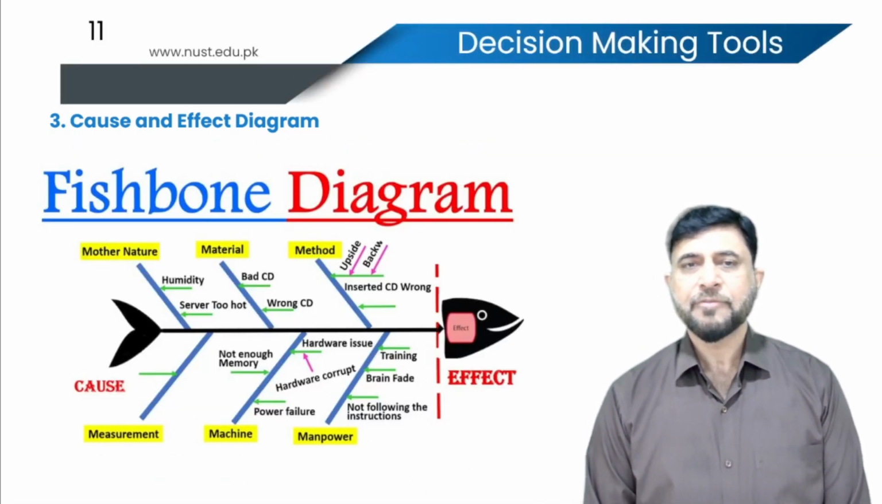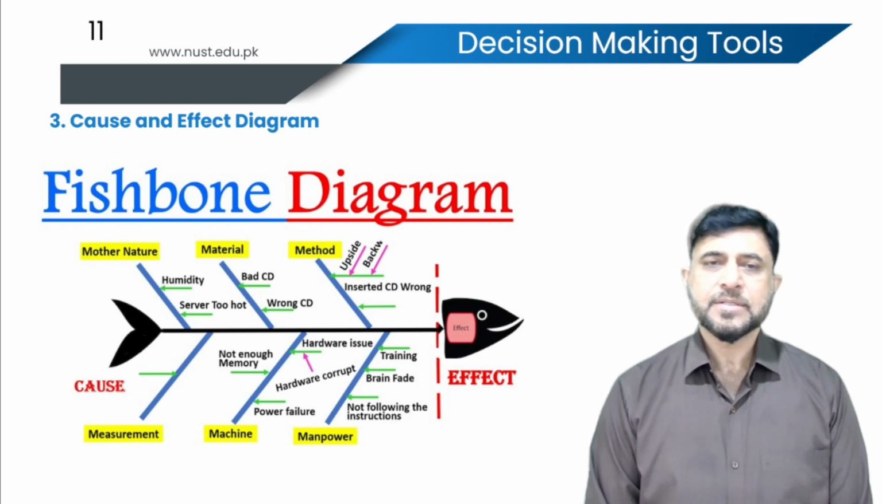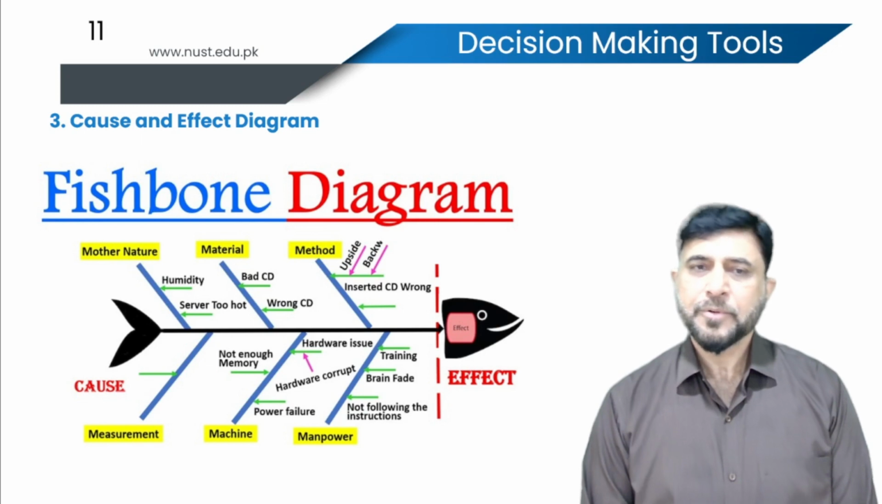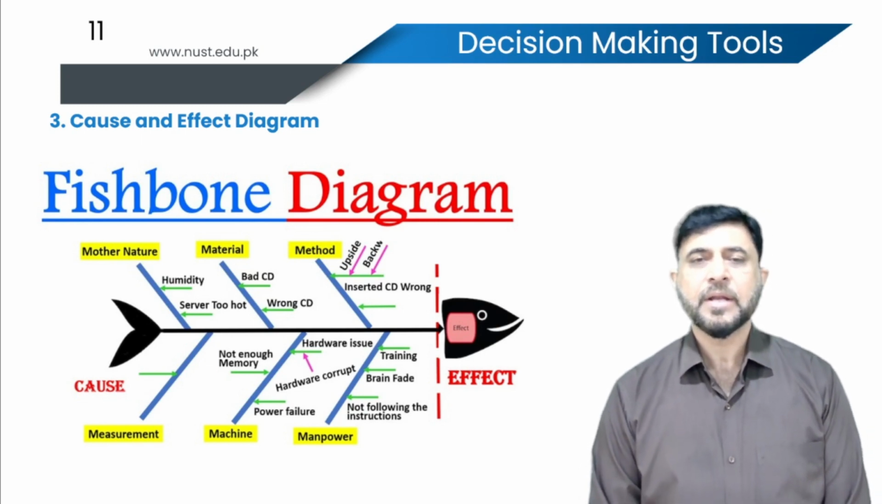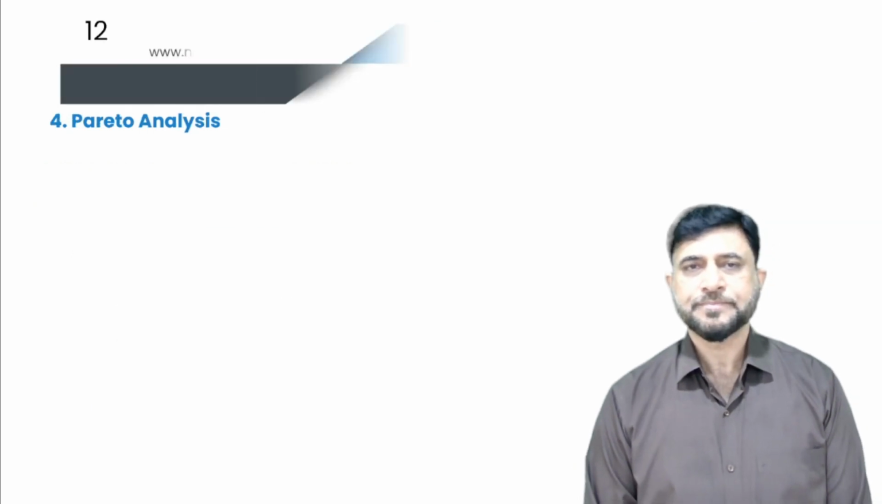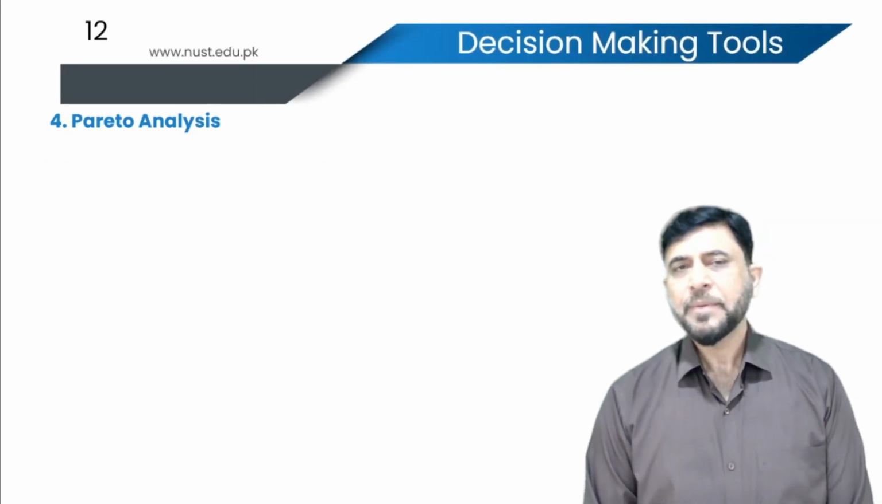An example, different causes, these causes are making the effect, and the effect is being produced due to these causes. We can go up to even branches and sub branches also. Okay, coming to the next one.